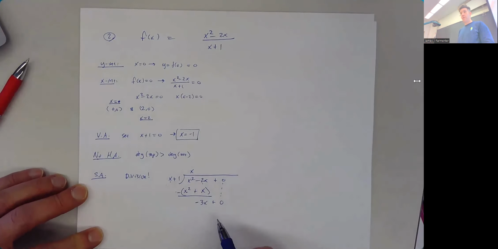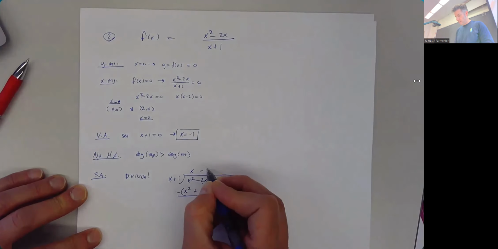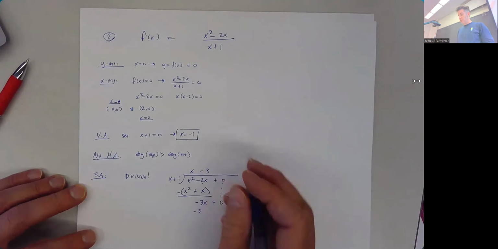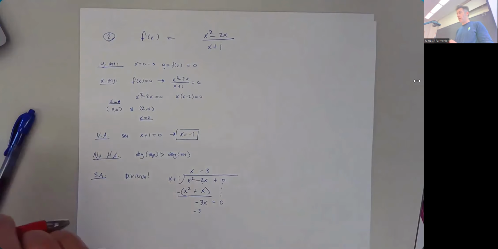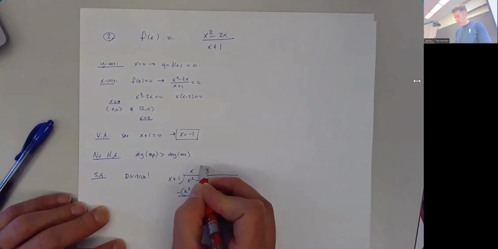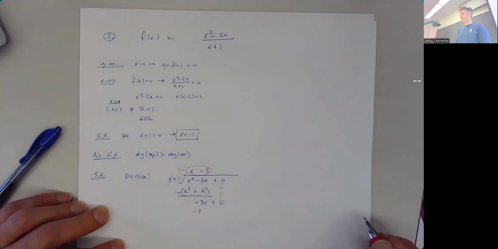And then you repeat the process. What do you multiply by x to get negative 3x? Oh, negative 3. Really, I should stop right there. I shouldn't even write this here. Once you've got the whatever times x plus or minus the constant over there, that's the end of the story. Y equals that is your slant asymptote.